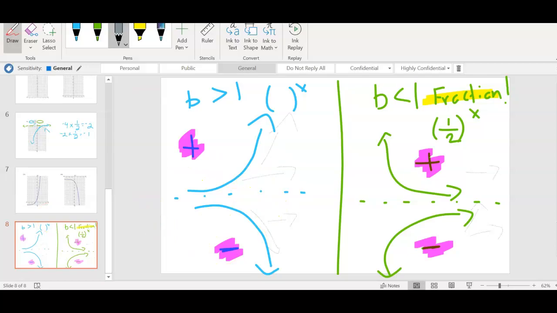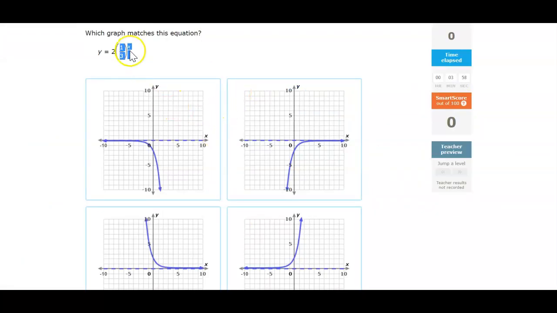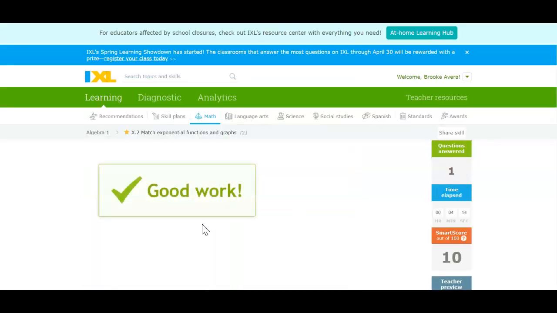So let's go back to our IXL. And we have a fraction, which means that it's going to end going towards the dotted line. So this one, as I go forward, it goes towards the dotted line. This one, as I go forward, goes away from the dotted line, which means this has to be my answer.